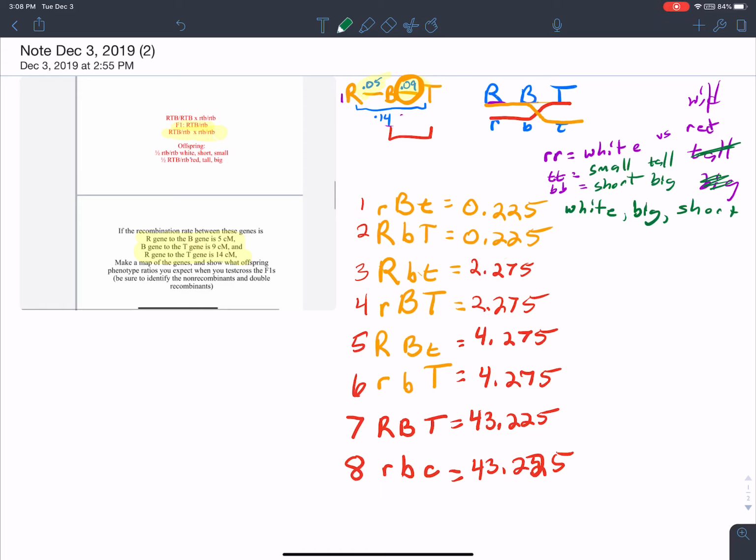Then we've got wild type is red. Mutation is small. Wild type is tall. Red. Little b is going to be small. Whatever. Anyways, this is how you do it. You've got to match those up.